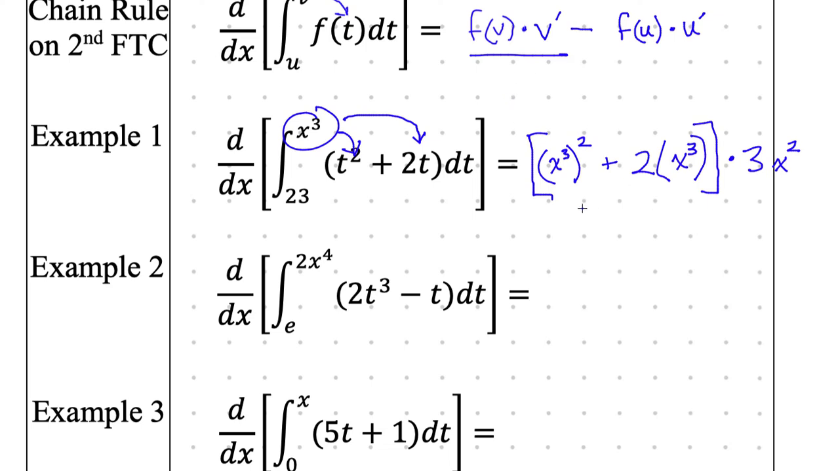Now we say, okay, subtract this stuff. So we plug in 23 to each of these. But before we do all that, what is u prime? What is the derivative of 23 that we're going to be multiplying by? 0. So we don't have to do any of that. Done. That's our final answer.